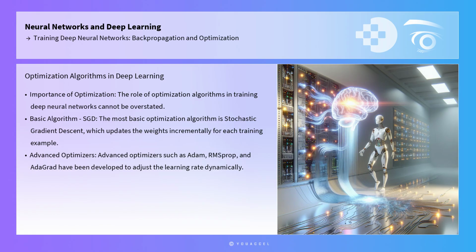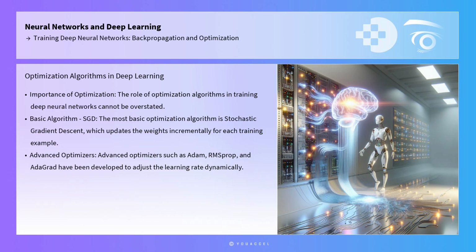The role of optimization algorithms in training deep neural networks cannot be overstated. These algorithms are used to minimize the loss function by adjusting the weights of the network. The most basic optimization algorithm is stochastic gradient descent, which updates the weights incrementally for each training example. However, SGD can be slow and may struggle to escape local minima.